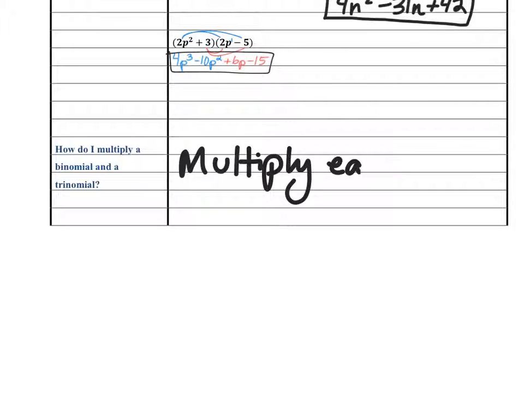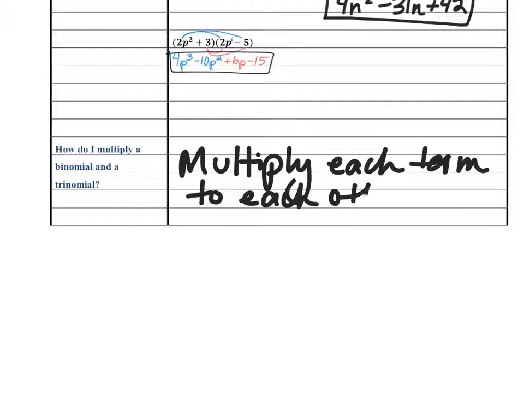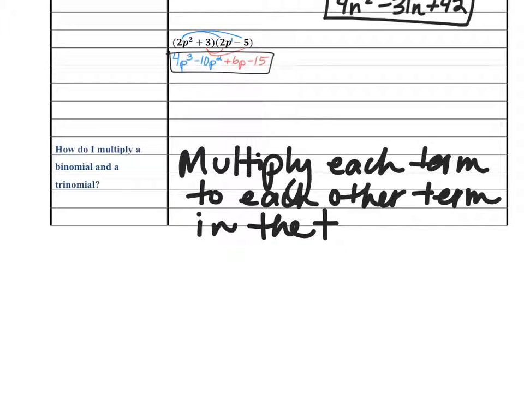Multiply each term to each other term in the trinomial. Okay, can't spell. Trinomial. And remember, you should draw lines to keep track.